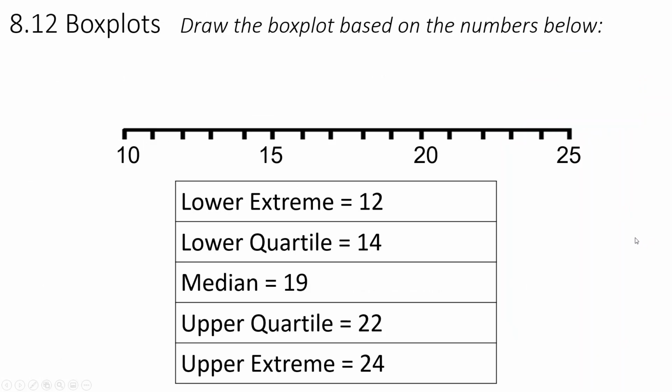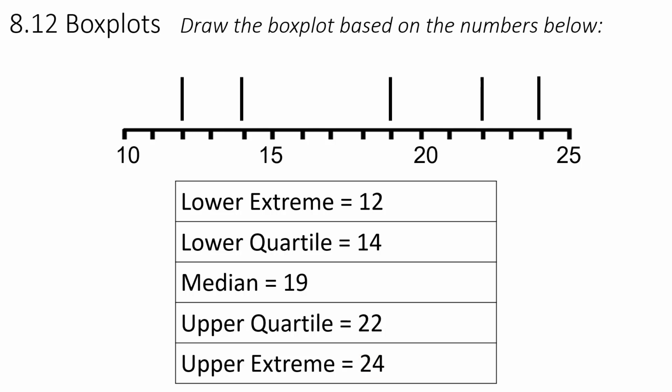Okay, we're changing things around a little bit. Here now you have to mark these different markings and make the box plot. This is real easy. All you have to do is say, hey, the lower extreme is 12, you mark a 12. The lower quartile is 14, you mark a 14. The median's 19, you mark a median of 19. You mark your upper quartile as 22. You mark your upper extreme as 24.